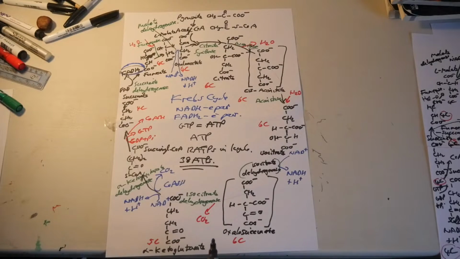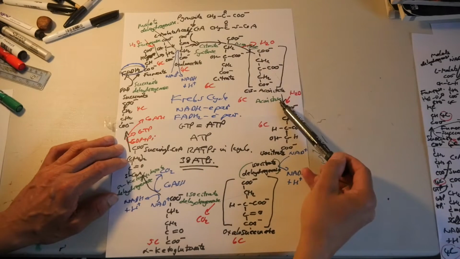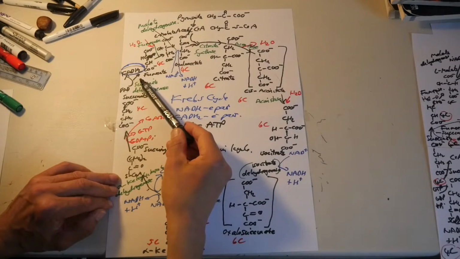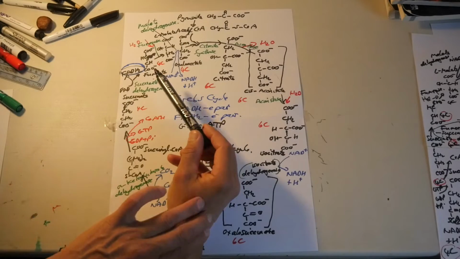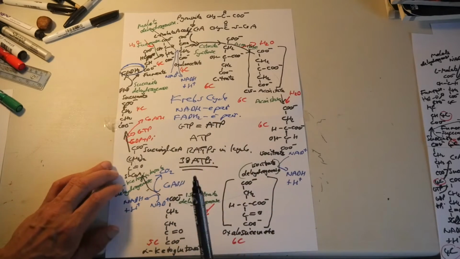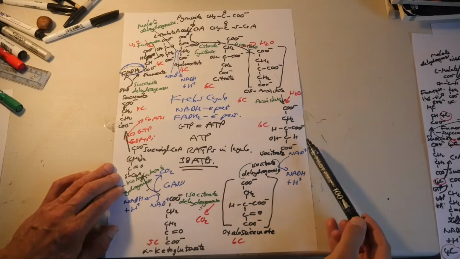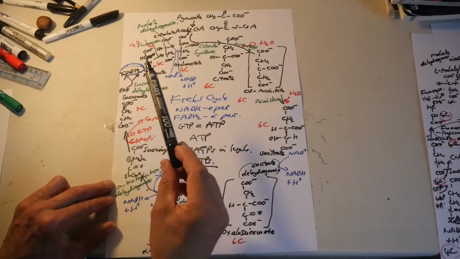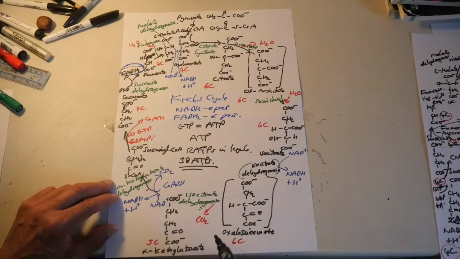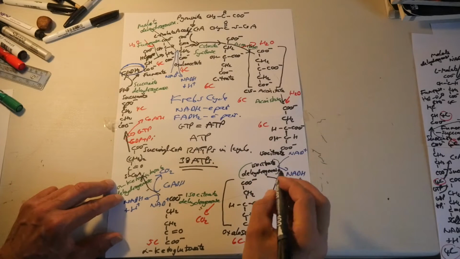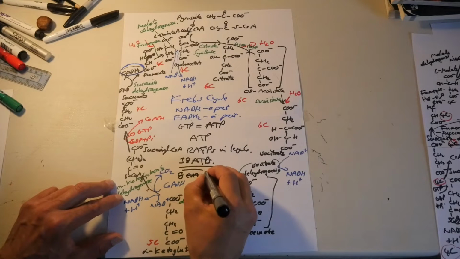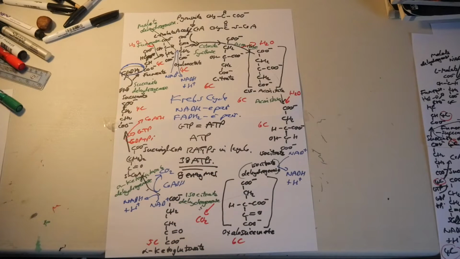But anyway, so you've got a total of 1, 2, 3, 4, 5, 6, 7, 8 enzyme reactions, okay? 8 enzymes involved. Thank you.